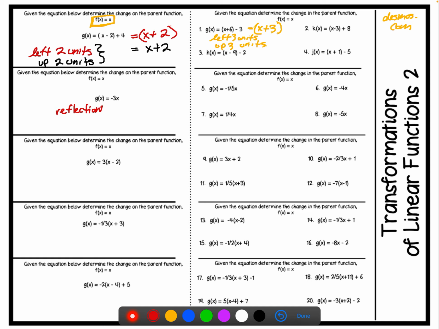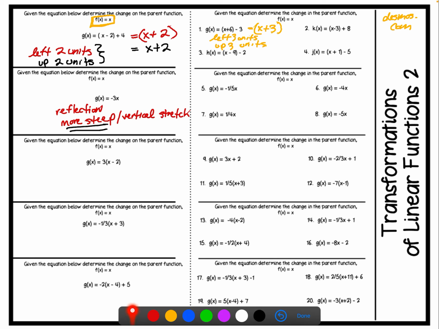That 3 being multiplied by our parent function is saying that, compared to the parent function, it's more steep. So we're going to say here that it is more steep. Or we also call it a vertical stretch by 3. All right, you will also see that. But more steep is just fine to use. And we're done with the description of this transformation.